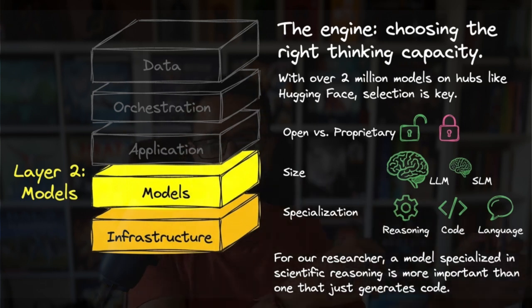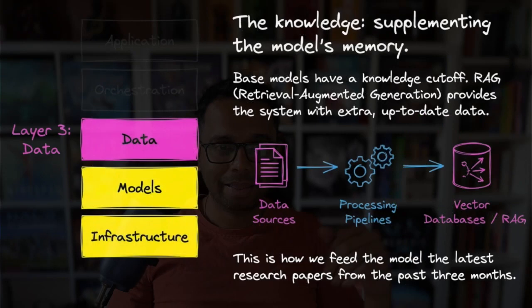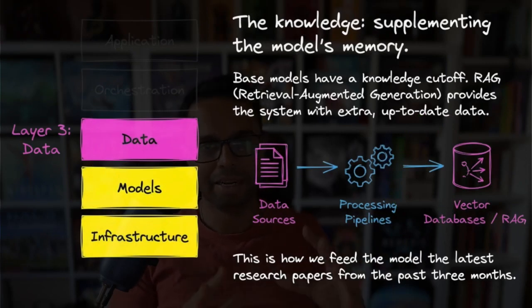So for our researcher thing, a model specialized in scientific reasoning is more important than one that just generates code. So we'll try to look for that specialization. BioGPT is one model which, if I was the person trying to build that stack, I would probably go ahead and build on top of it. Then comes the data. Now, the data layer is the knowledge.